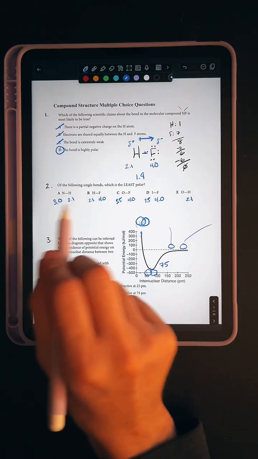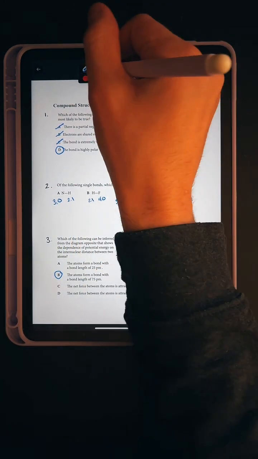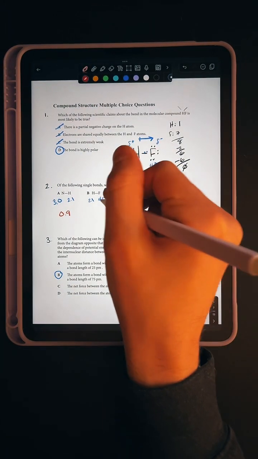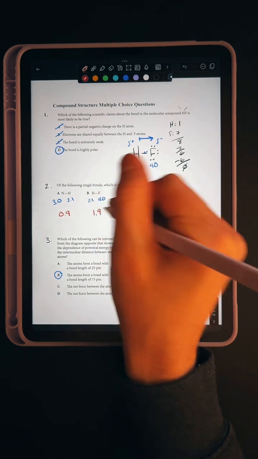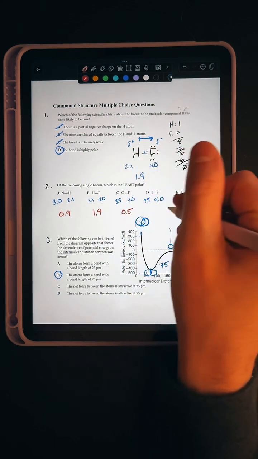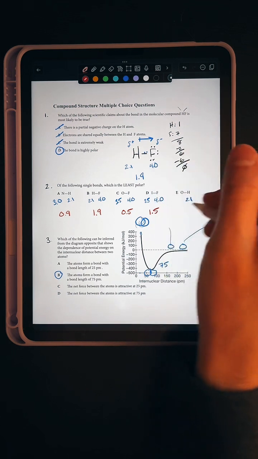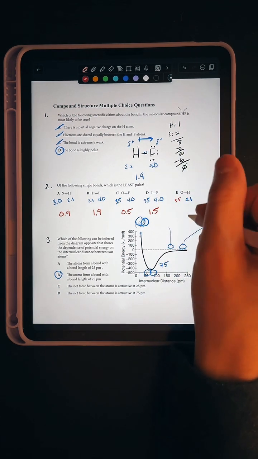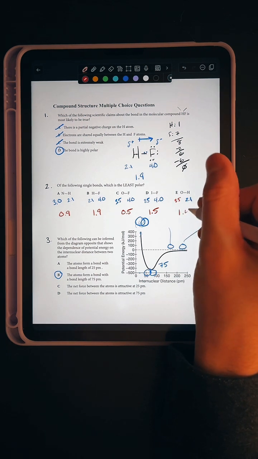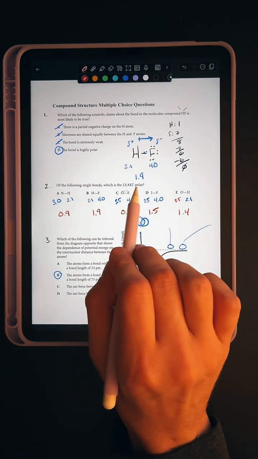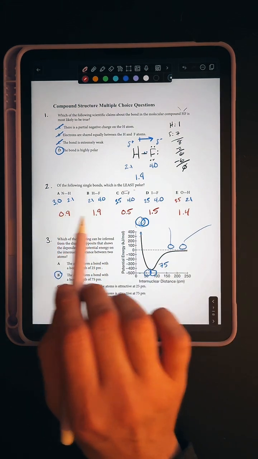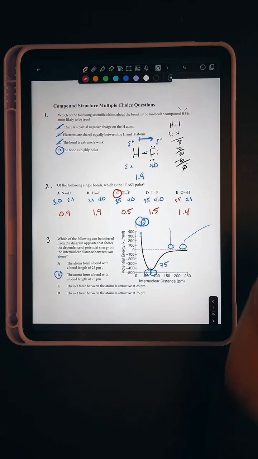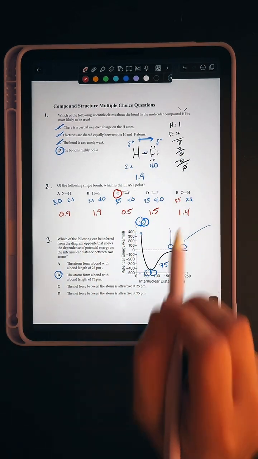Now, if we do the difference between these, we see that the difference is 0.9. We have a difference of 1.9, a difference of 0.5, a difference of 1.5, and a difference of, that would have been 3.5 here, so 1.4. We're looking for which one is the least polar, which is going to be the smallest difference, which is actually choice C here, because that is the smallest difference.